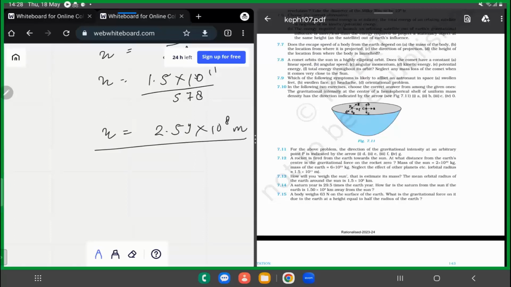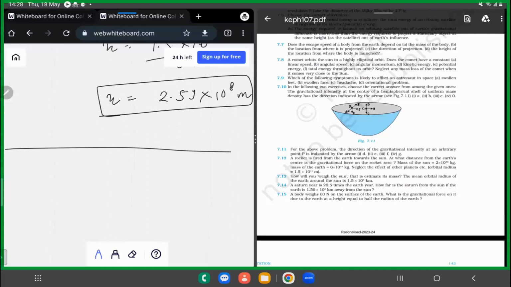So this is our final distance at which the net intensity will be equal to 0, and the net force experienced by the rocket is equal to 0 between the earth and sun. Okay, so now if we move to our next question, that is 7.13.